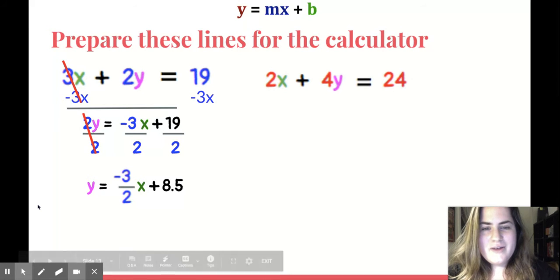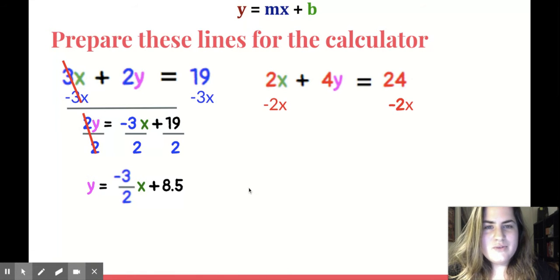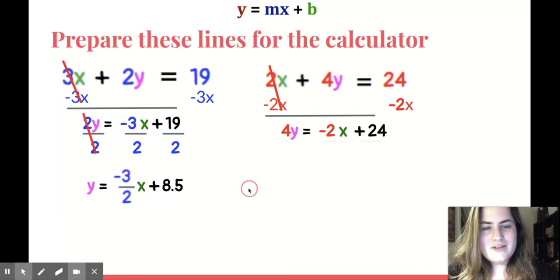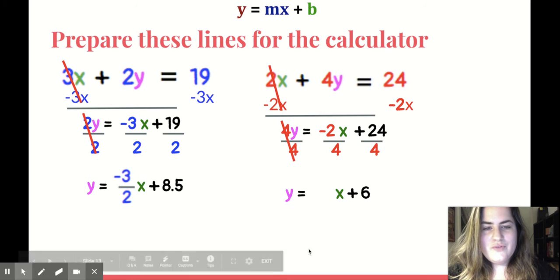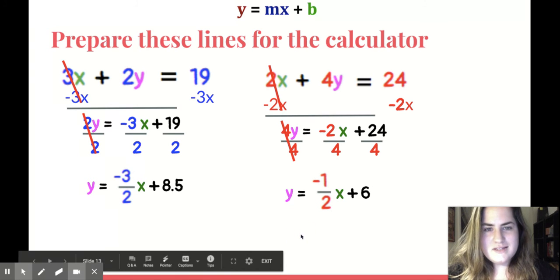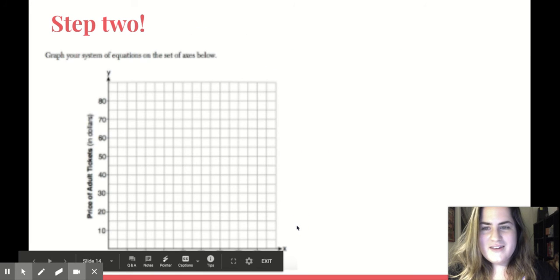Okay, here's how you do it. I want to move positive 2x over by subtracting 2x on both sides. Cancel that out. Bring down 4y equals negative 2x plus 24. Divide everything by 4 and simplify that. Bring down y equals. Now there's two ways you could bring this down. You could bring this down as negative 2 over 4, or you could simplify that. It's the same thing as negative 1/2. And that's how you get these ready for the calculator.